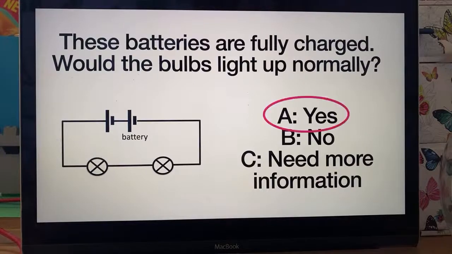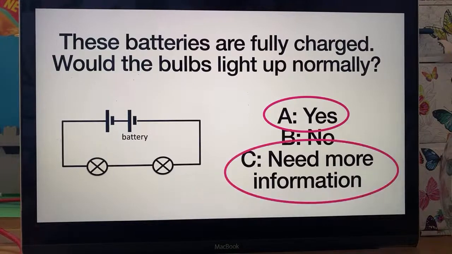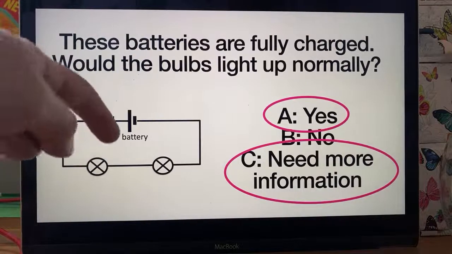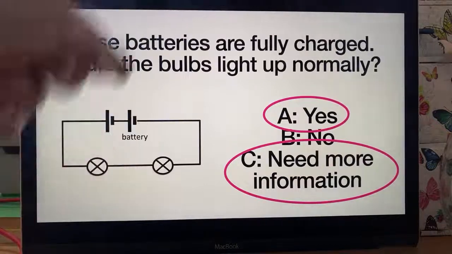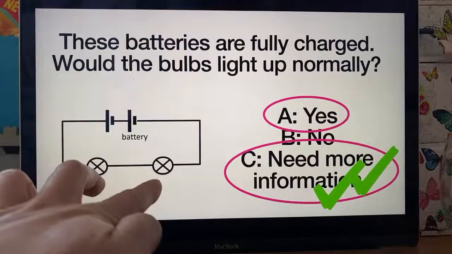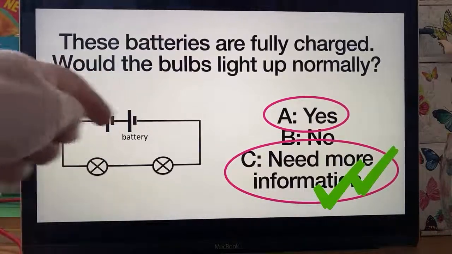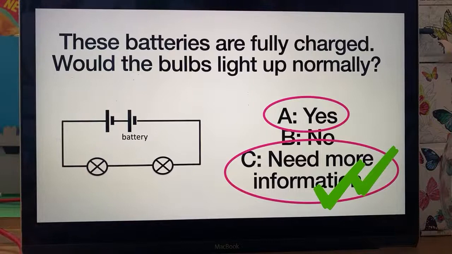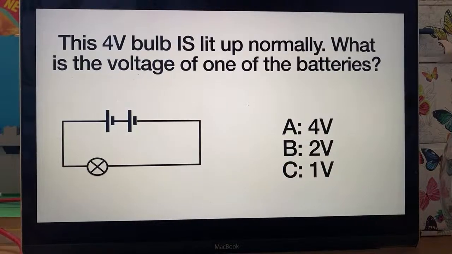The answer is, well, if you said A, then well done, because you're thinking about the fact that each battery could support each bulb. But the answer really is need more information, isn't it? Because if these are both 6-volt bulbs and these are both 1-volt batteries, then they wouldn't have enough energy to operate. So well done if you said needs more information.